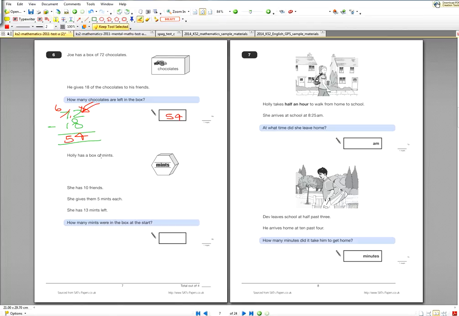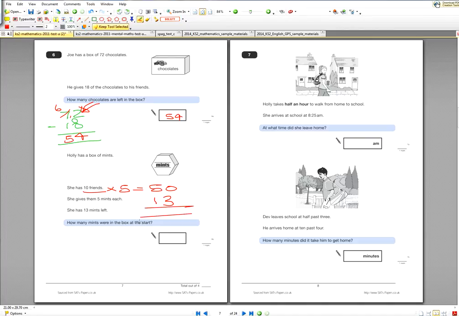Excellent. Holly has a box of mints. She has 10 friends. She gives them 5 mints each. She has 13 mints left. Hang on a second, Mr. Kamal, just calm down. So 10 friends, they get 5 mints each. How many mints has she given them? 50 mints she's given away. Okay, and then she has 13 left over.